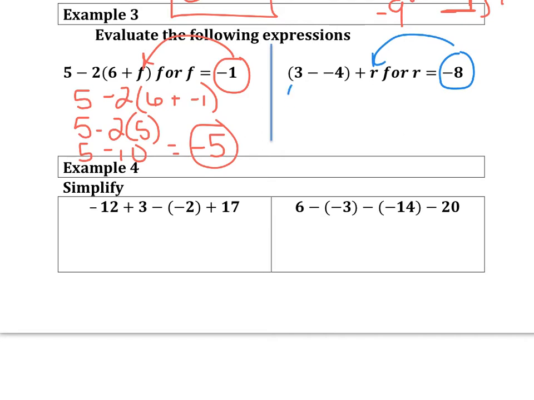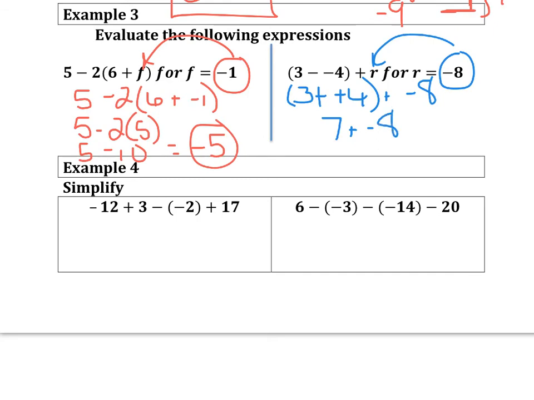And when we rewrite the expression, it would be 3 minus negative 4 in parentheses plus negative 8. In the parentheses, which is where we have to start again, we have 3 minus negative 4. Again, minus a negative becomes plus a positive. And so in this case, we would end up with positive 7. Then the remainder of our problem is 7 plus negative 8.